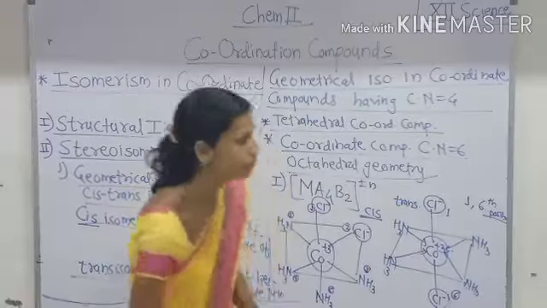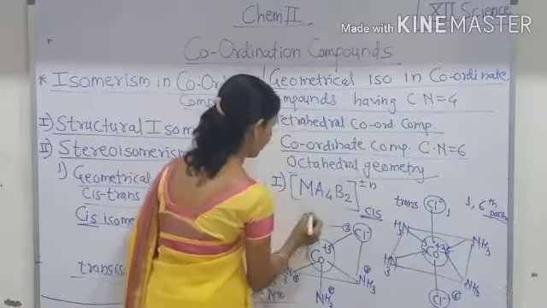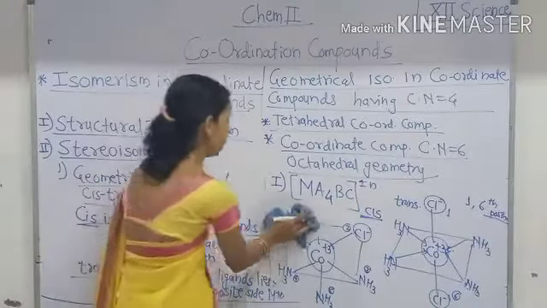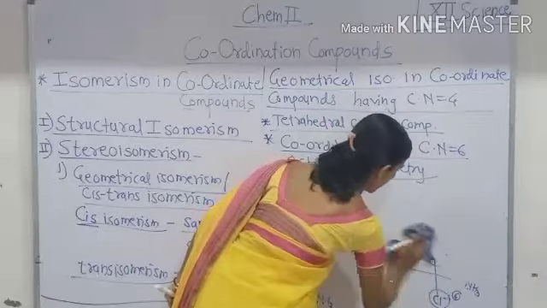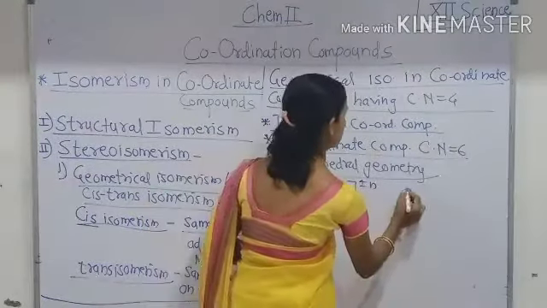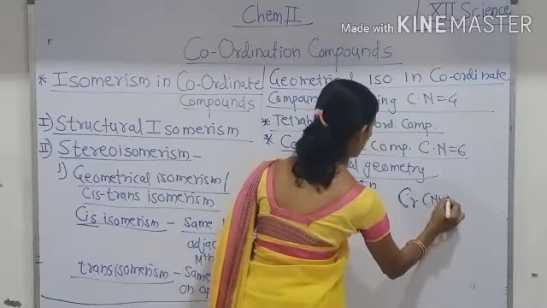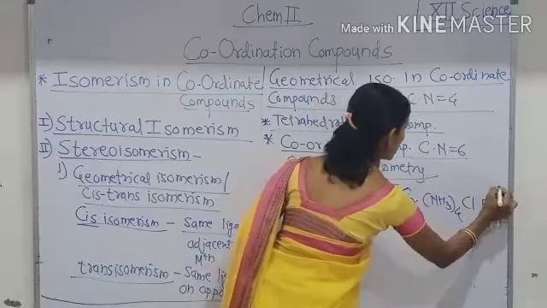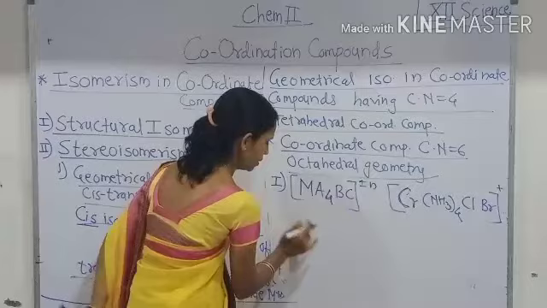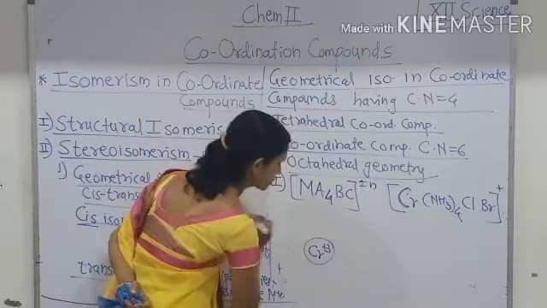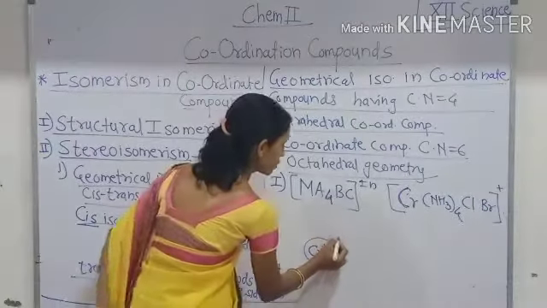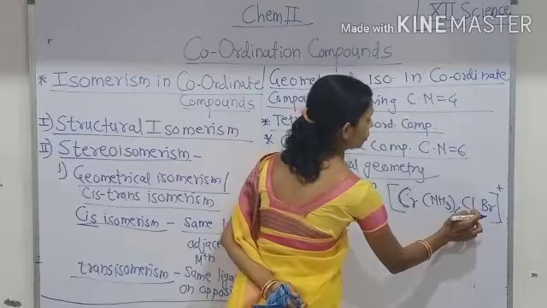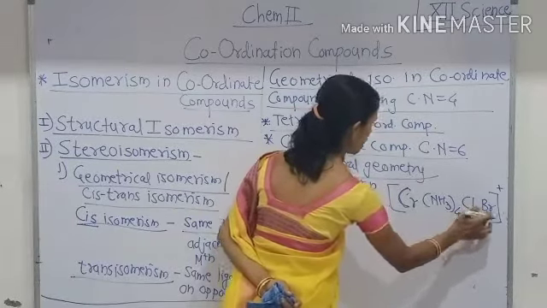Then one more type, that is the A4BC type of complex. An example of this type of complex is [Cr(NH3)4ClBr]+. See here, in this complex the Cr3+ central metal ion is surrounded by 4 NH3 groups, and 2 different types of groups, that is chloro and bromo groups, are present here.